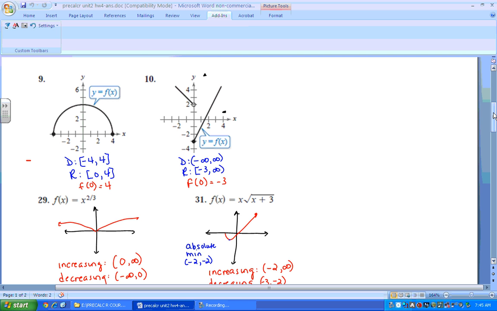Would you consider this an absolute or a relative maximum? Absolute. It's absolutely the highest point. And would you consider this an absolute or a relative min? Absolute. It's absolutely the lowest point on your grid. Good. Now the second one, this is like your piecewise that you just did.